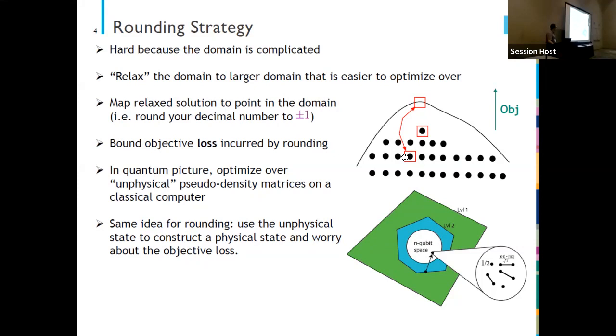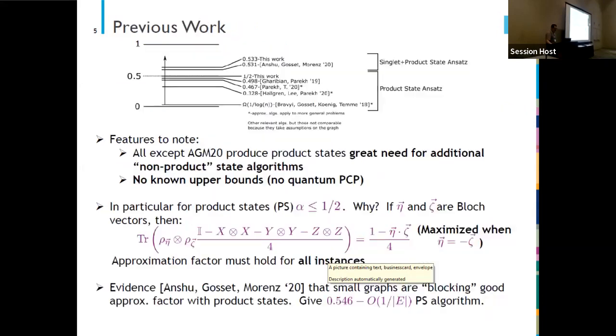The quantum picture is actually the same. So the n qubit space, we can't really optimize over that on a classical computer, but there are unphysical sets of states that we can optimize over on a classical computer. So the idea is find the best unphysical state. This is the thing with a nice classical description, and then use that to construct a qubit state, and the same thing, worry about how much objective loss you took.